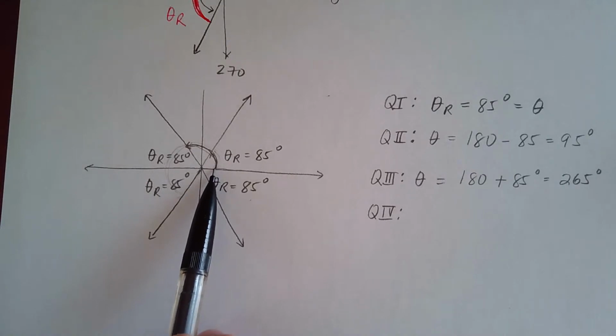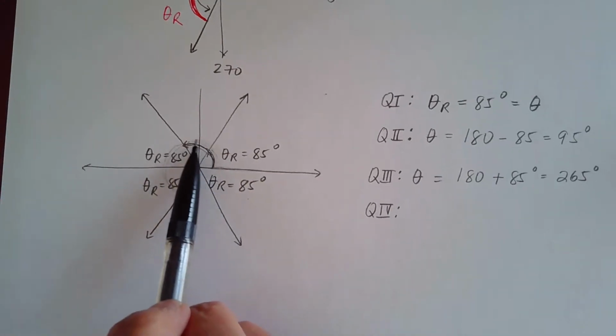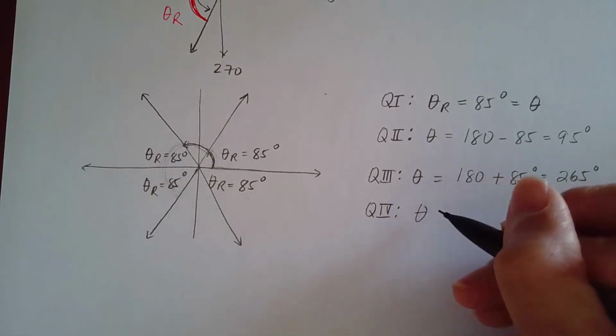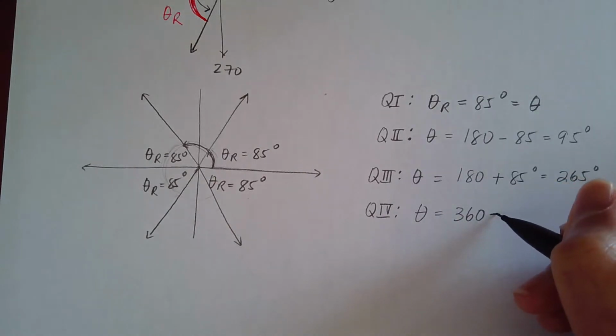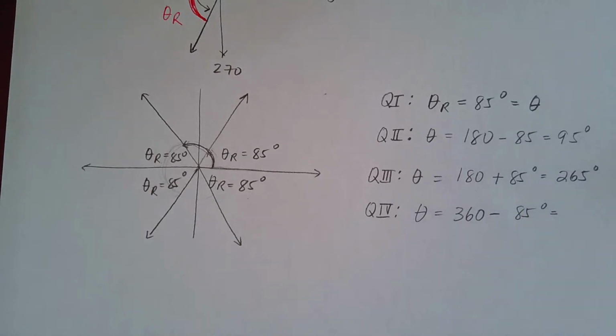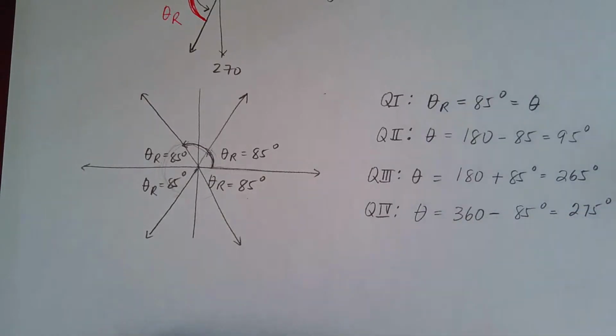Now, what about the one in quadrant 4? From my initial arm, turning it all around to quadrant number 4, theta is equal to 360 minus 85 degrees. So 360 minus 85 is going to be 275 degrees.